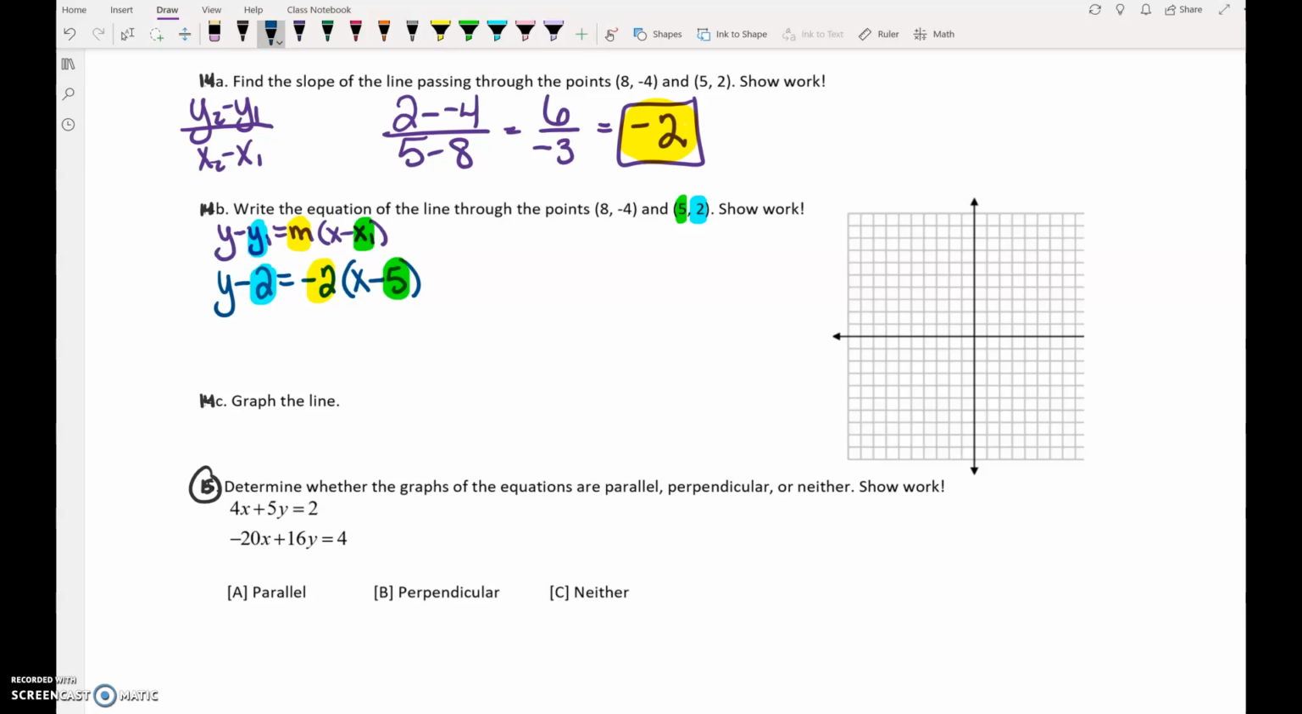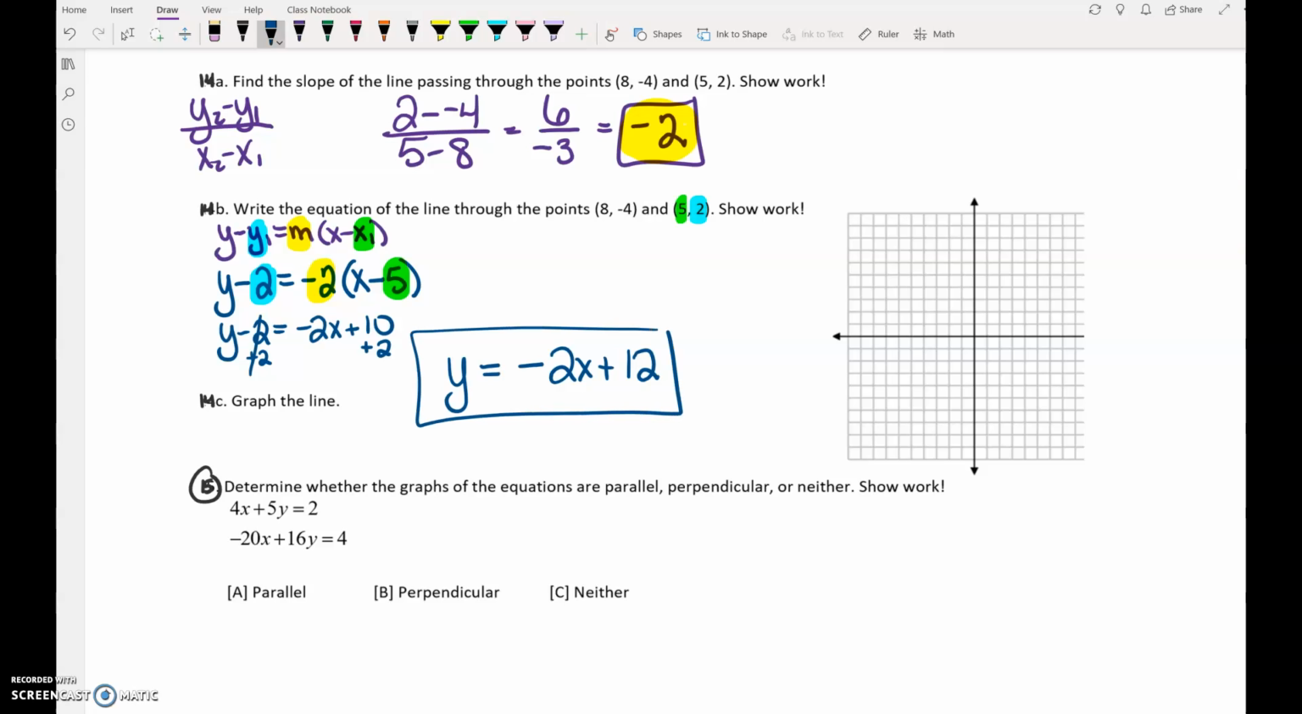Once you have all the numbers in, distribute your slope. And then add 2 on both sides to get y by itself. So you end up with y equals negative 2x plus 12.